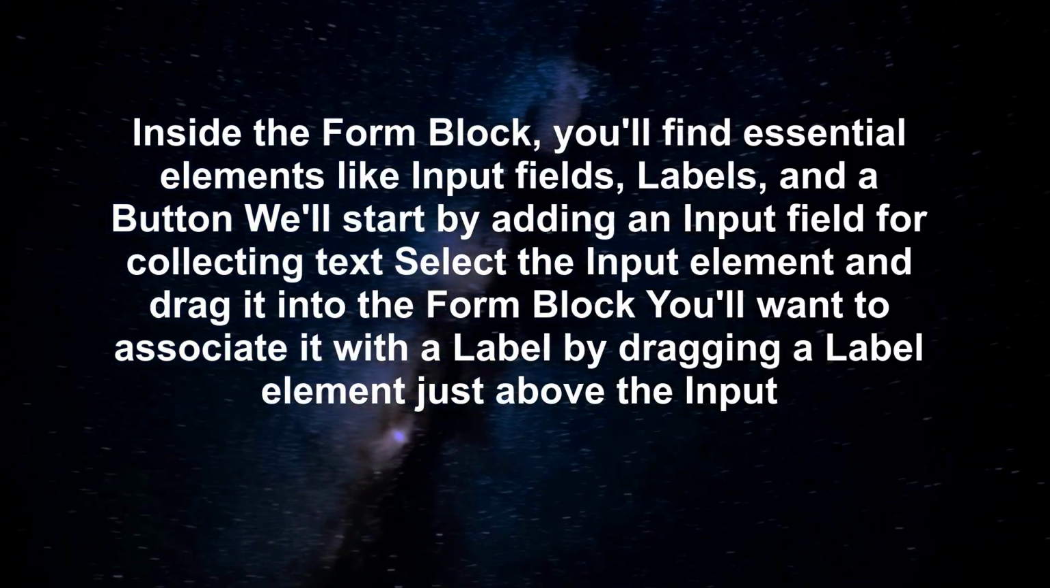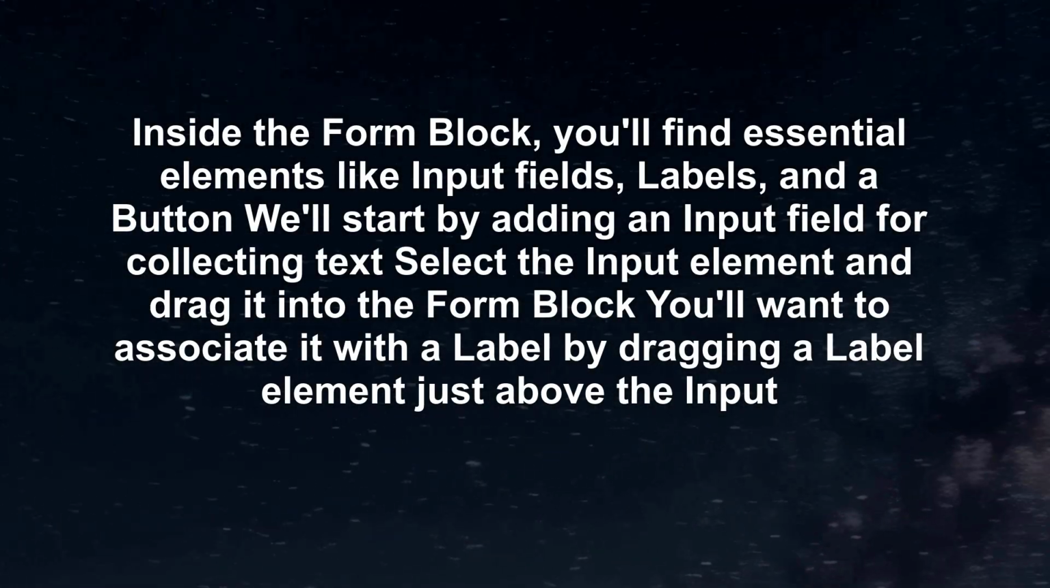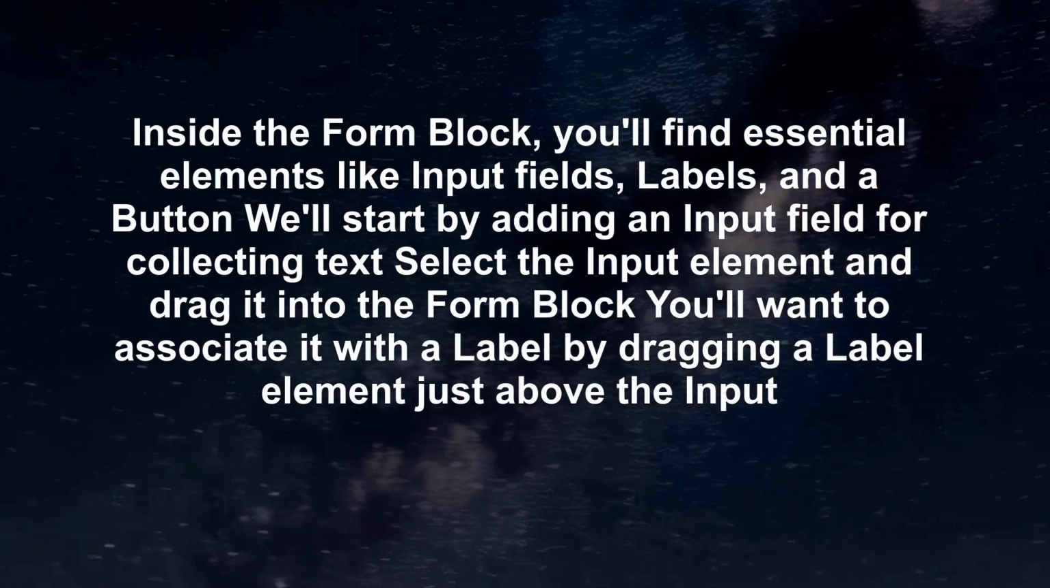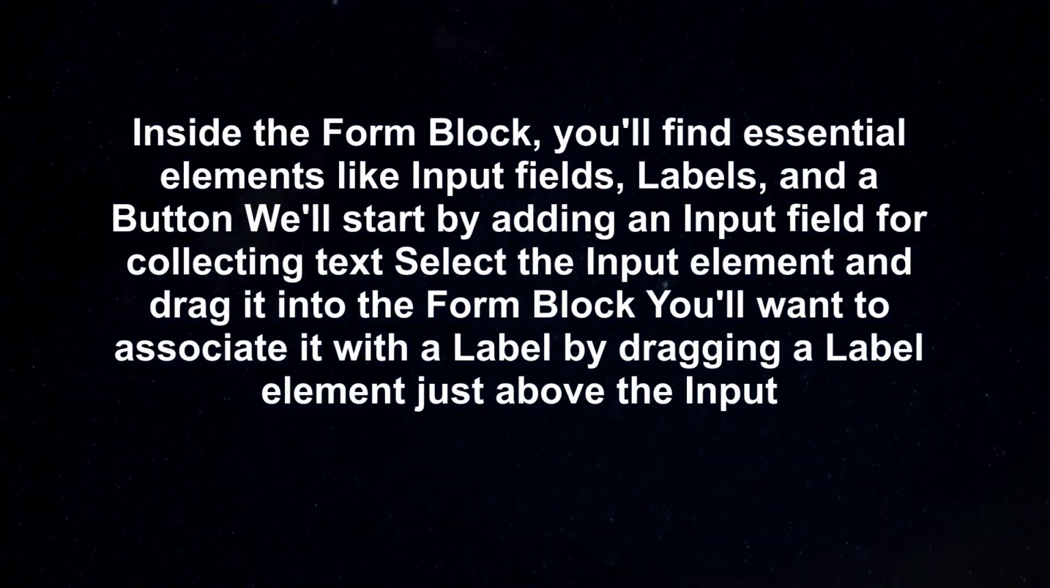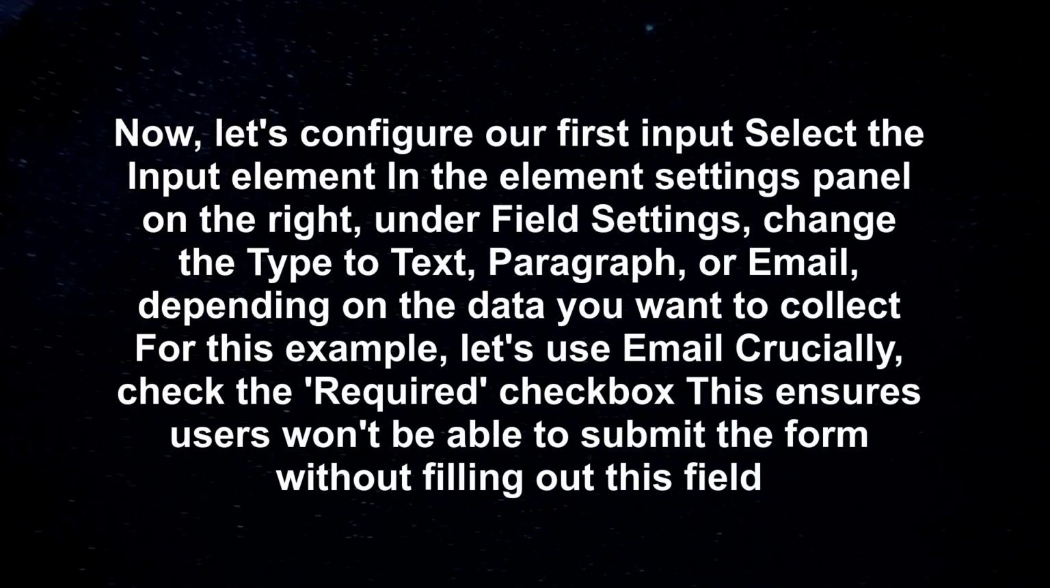We'll start by adding an input field for collecting text. Select the input element and drag it into the form block. You'll want to associate it with a label by dragging a label element just above the input. Now, let's configure our first input.